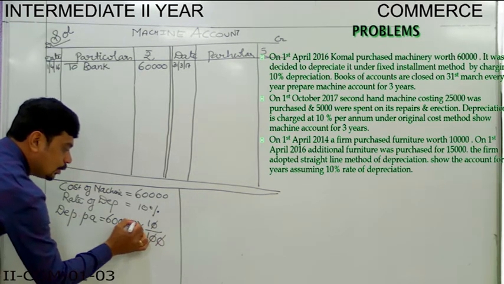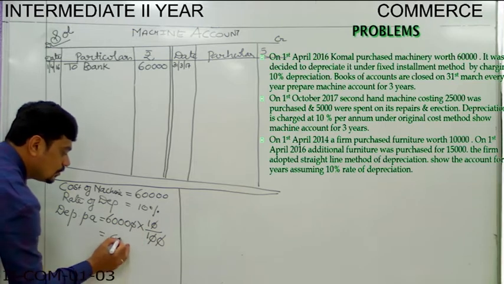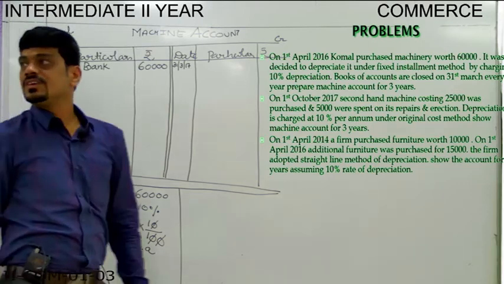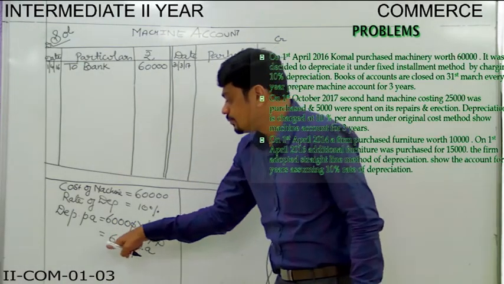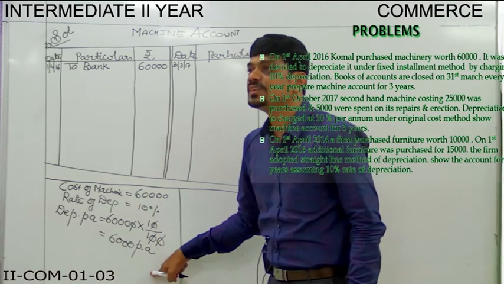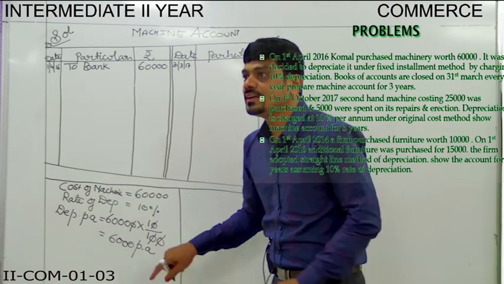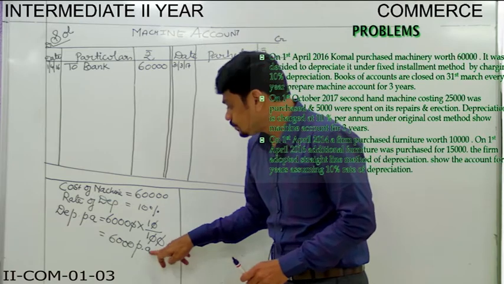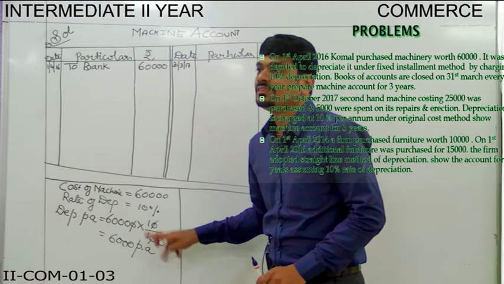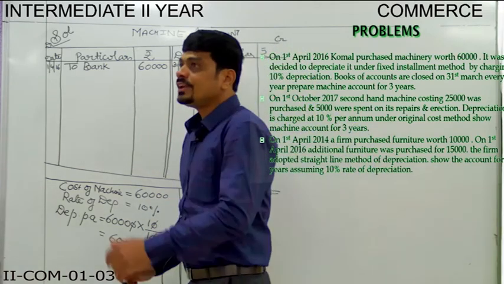Cancel the zeros. To cancel the zeros, we get depreciation, how much? 6,000 per annum. Why did I write per annum? Because this is which method? Straight line method. So every year I am going to charge 6,000 as depreciation. Done? So what is the entry for charging depreciation?